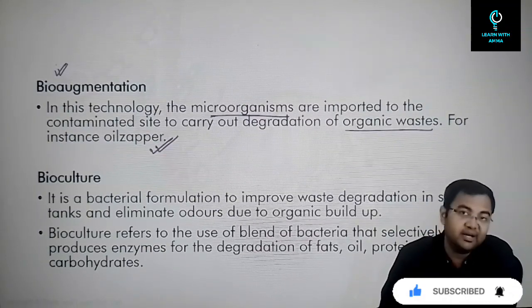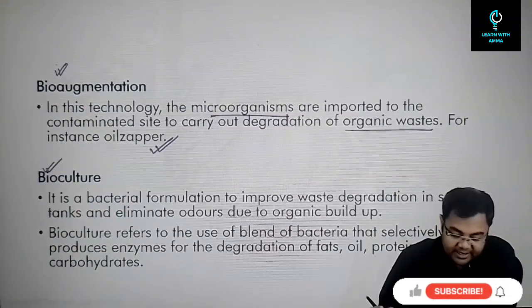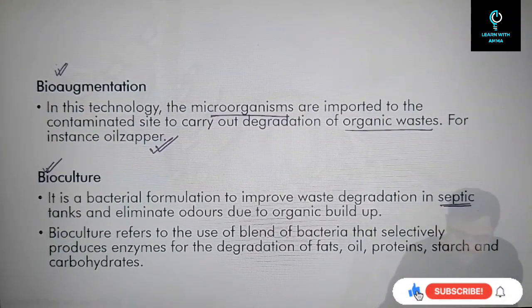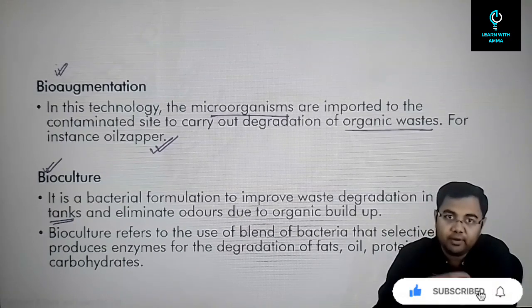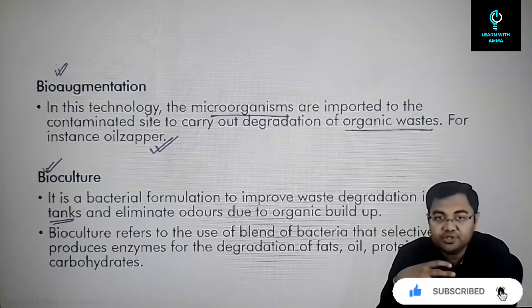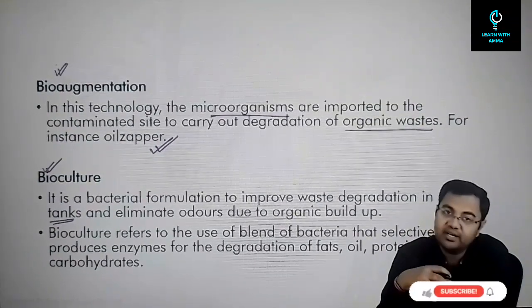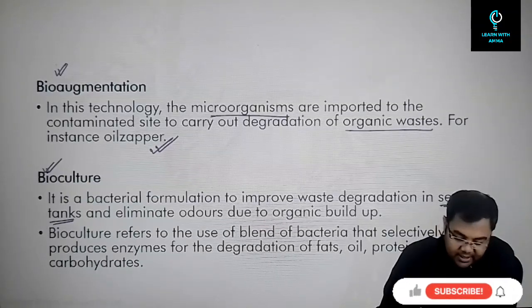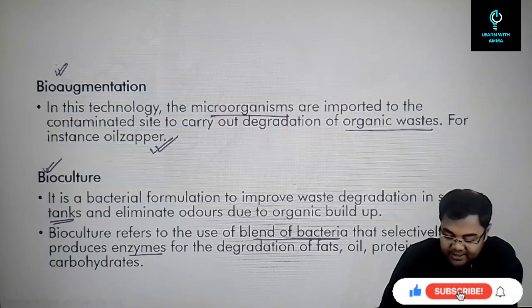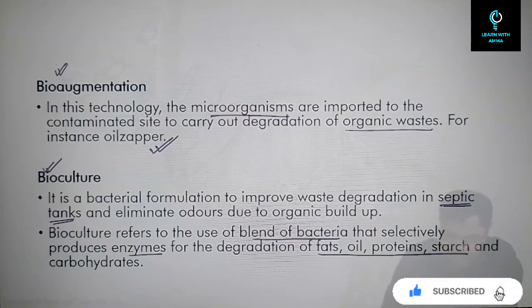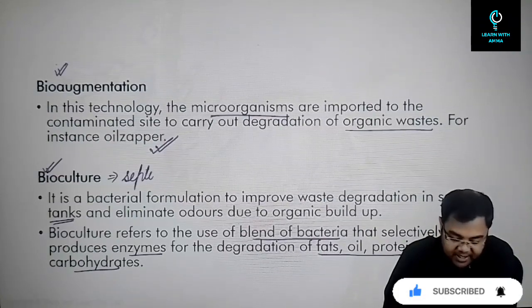For example, oil zapper. Then after that you have bioculture. Bioculture is basically when you do the bioremediation in the septic tanks. So microorganisms will be carried out there. Microorganisms will start decomposing all the organic waste that has developed in the septic tanks, and this will be called bioculture. So bioculture refers to the use of a blend of bacteria that selectively produce enzymes for the degradation of fats, oils, proteins, starch and carbohydrates. So remember, it is happening in the septic tanks.